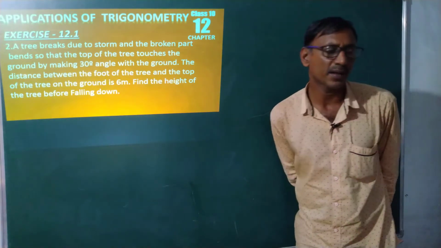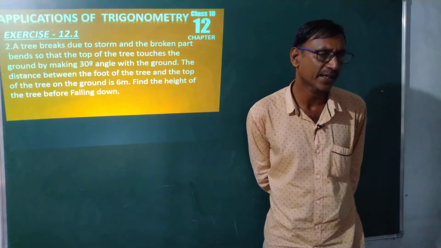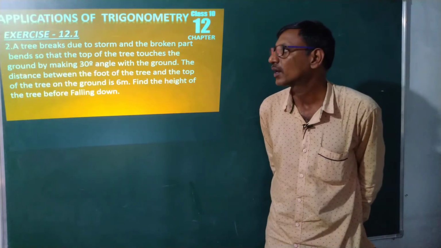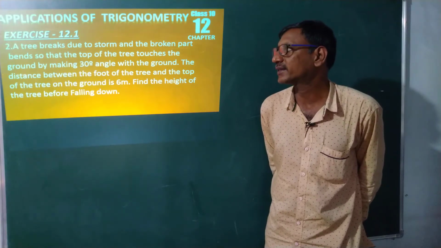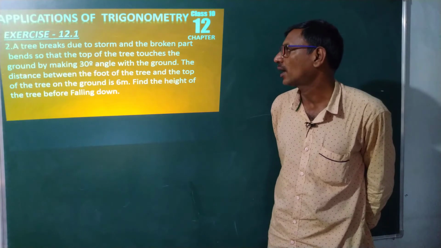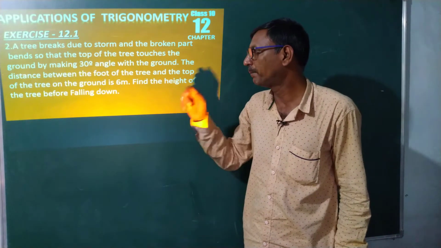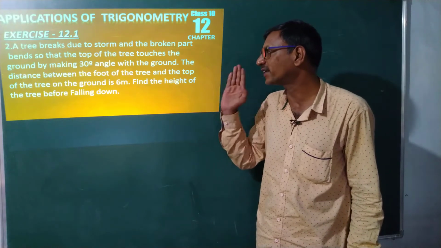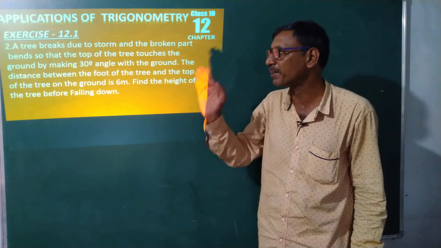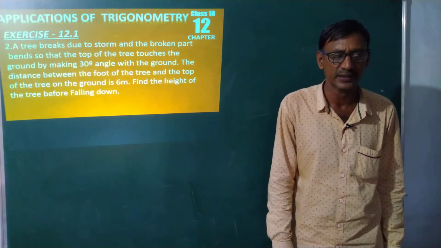Application of trigonometry, exercise 12.1. We are doing the second problem. A tree breaks due to the storm and the broken part bends so that the top of the tree touches the ground, making 30 degrees. This is a very important sentence.